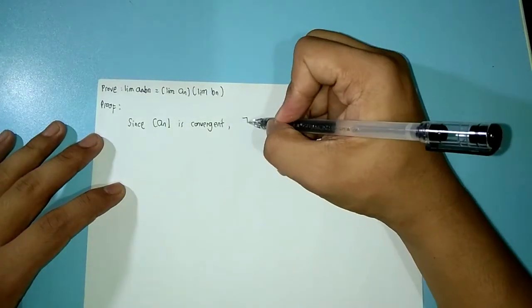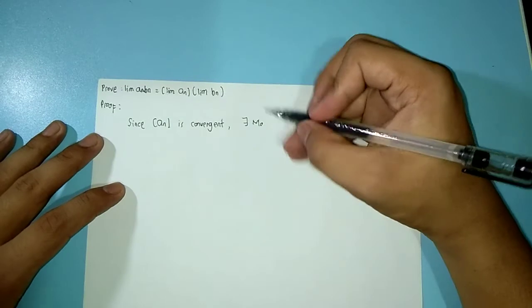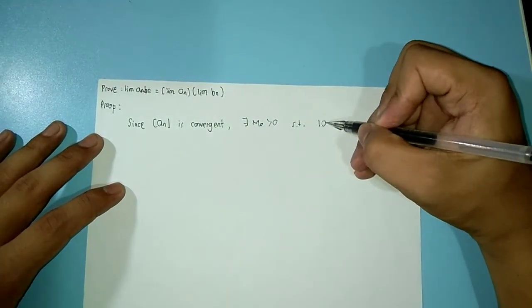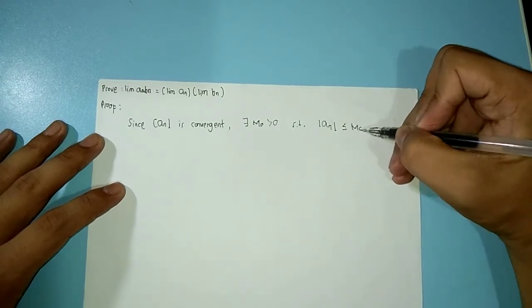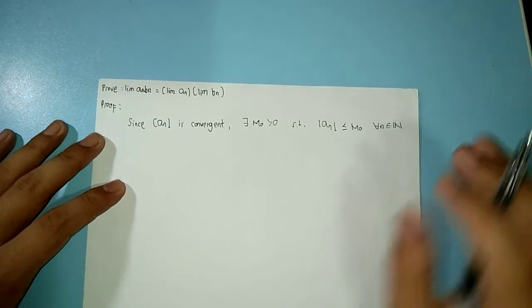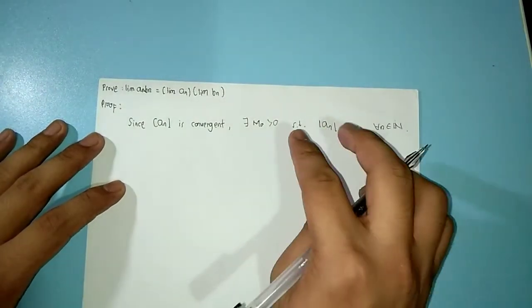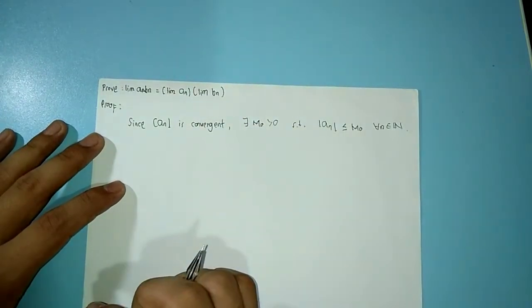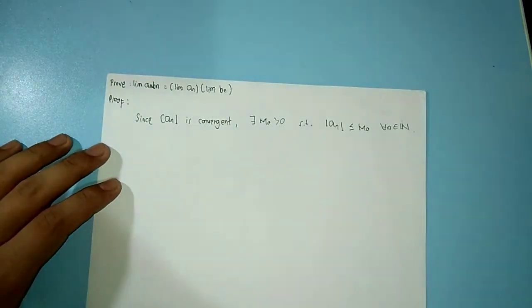So there exists, let's say M naught, positive M naught, such that the absolute value of a sub n is less than or equal to M naught for any natural number n. Okay? Now, para saan to? So, gagamitin natin to mamaya. Lalo na tong positive M naught. Okay? Now, let's proceed to our next statement.